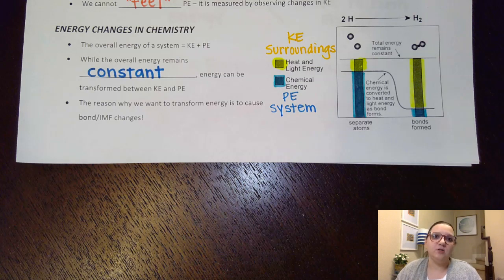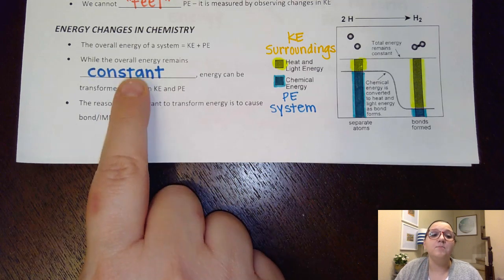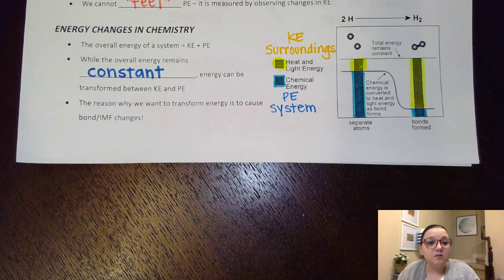So just as a reminder of the first law of thermodynamics, energy cannot be created or destroyed, so our overall energy amount must remain constant for our process. However, we can transform between kinetic energy and potential energy.